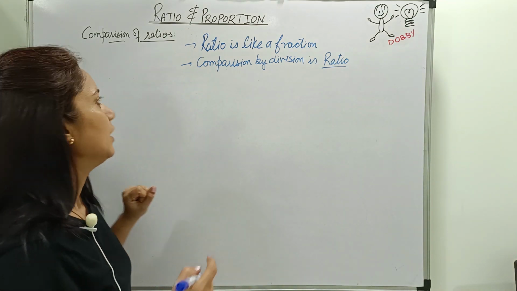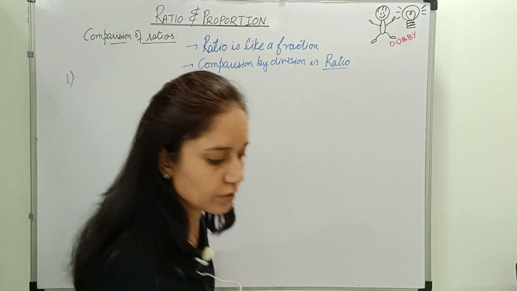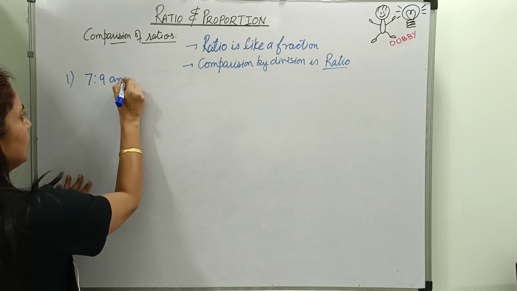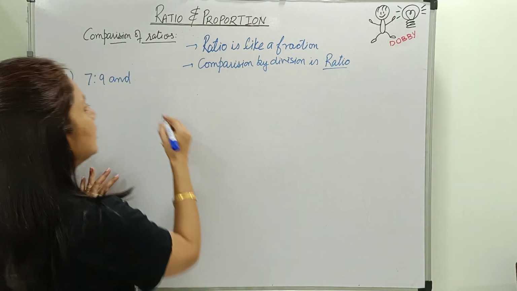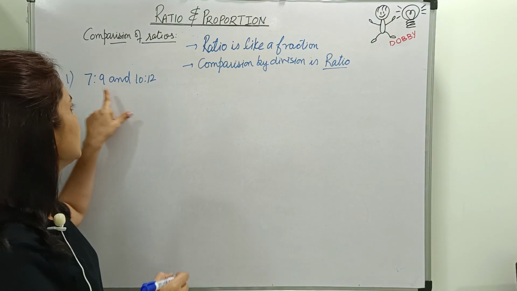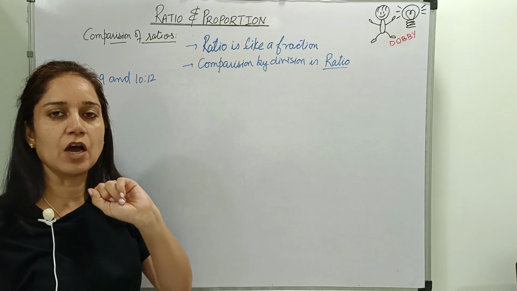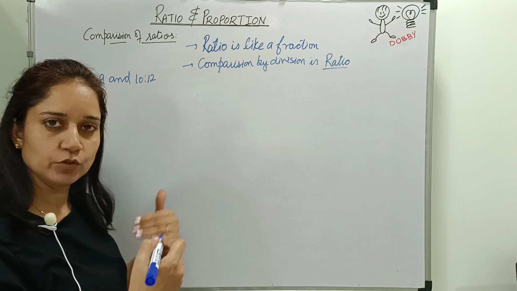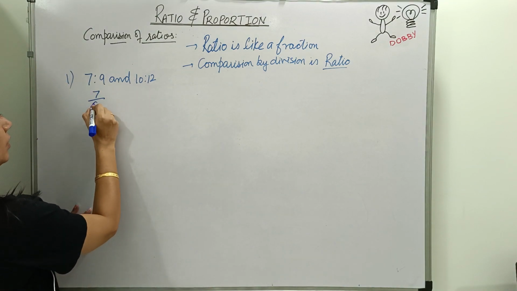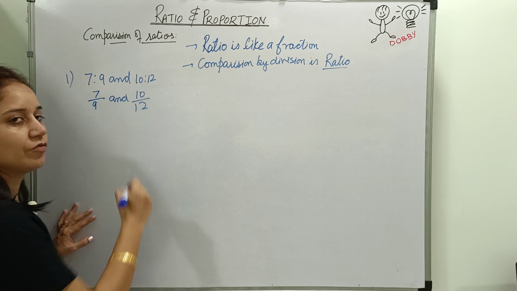Now for this I am taking one example to explain you better. So the question is, suppose 7:9 and 10:12. Okay, how do we read this colon sign? Is to. 7:9 and 10:12 is the question. First thing, what we are doing? Writing the ratio into the fraction form. 7/9 and 10/12. We have written in the fraction form.